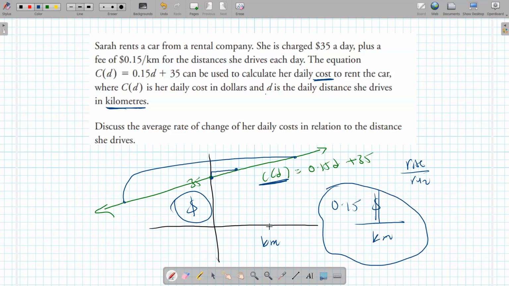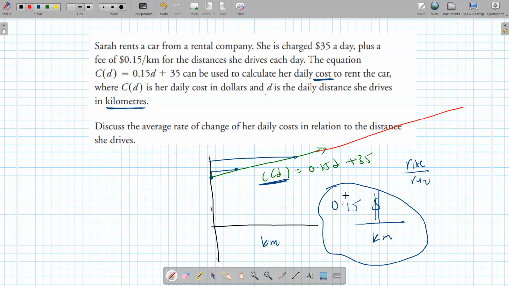So it doesn't matter how many kilometers she drives. It doesn't make sense that we have a negative axis here because kilometers won't be negative. But it doesn't matter how much she drives. The slope will always be 15 cents per kilometer, right? So for every kilometer she drives, she's spending 15 cents on average. That would be the interpretation. It's completely independent of the x value.